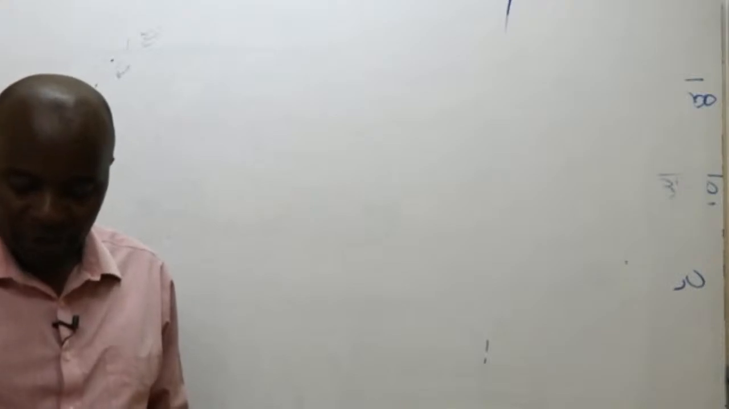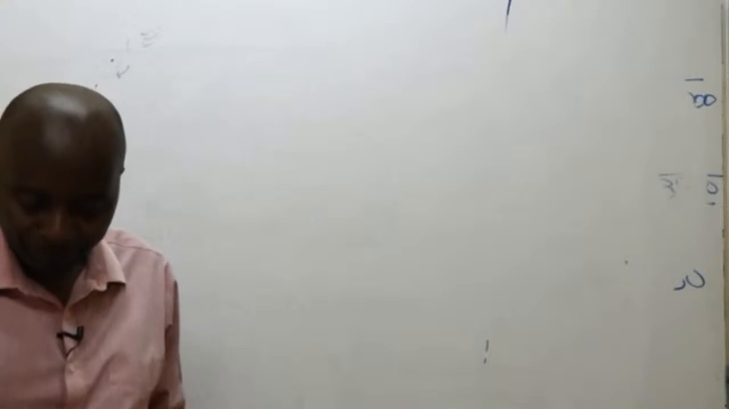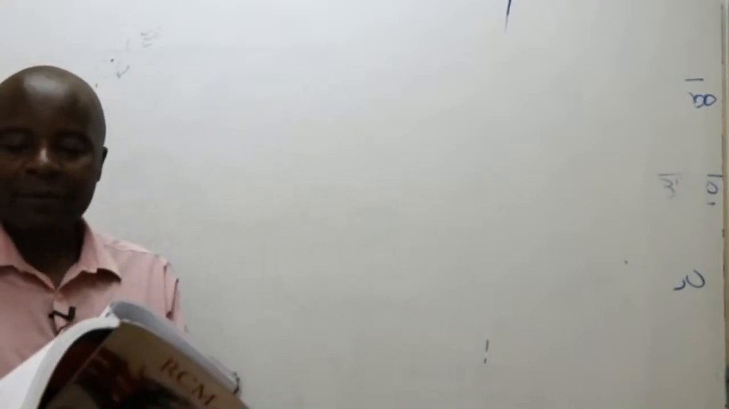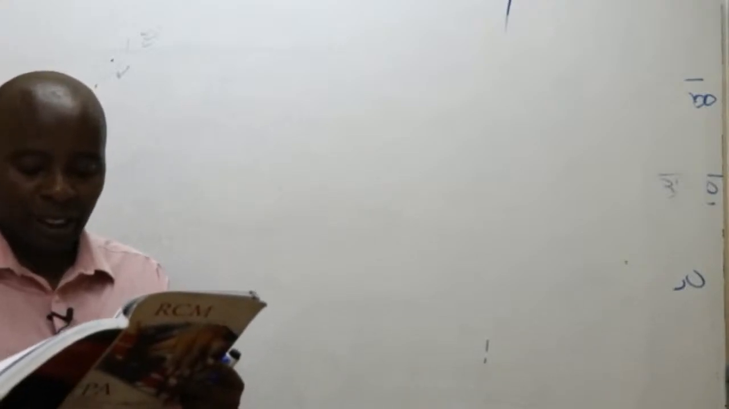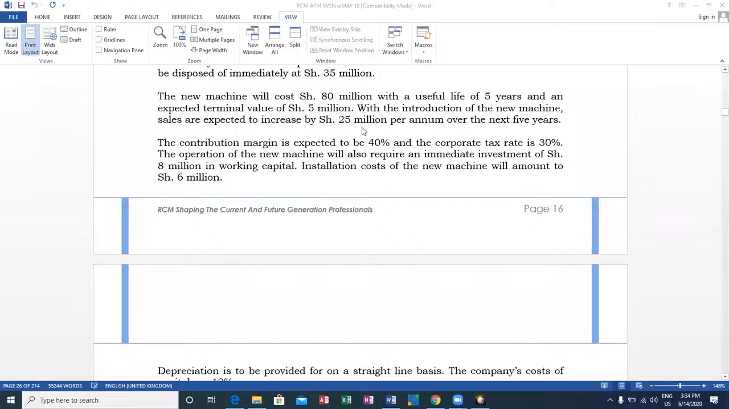Now, ladies and gentlemen, let us look for this information on cash flows. Look at paragraph number 2. They have told us the new machine will cost 80 million with a useful life of 5 years and an expected terminal value of 5 million. With the introduction of the new machine, sales are expected to increase by 25 million per annum over the next 5 years.